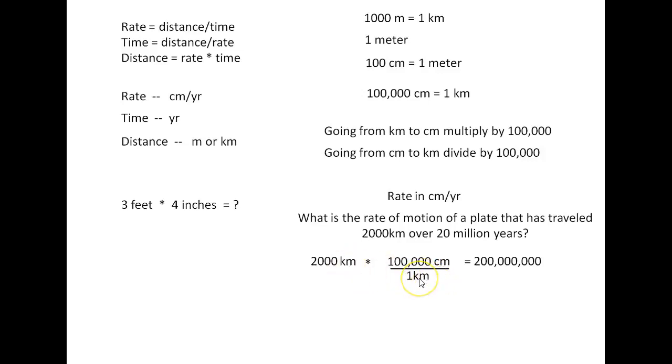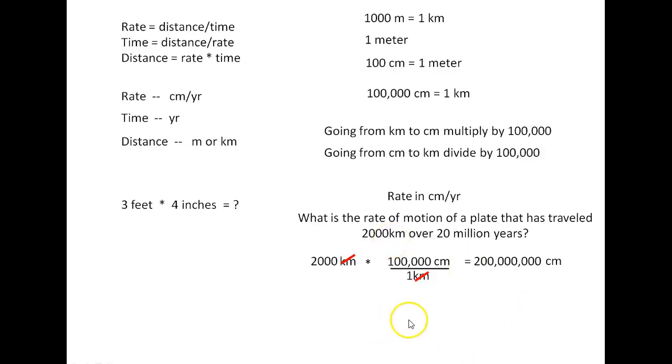If we remember our math, we treat our units just like we treat numbers. If I have kilometers up here and kilometers down here in a fraction, I can cancel those. And then I end up with centimeters. And so this is why I'm doing this multiplication, so my answer is in centimeters. 200 million centimeters is exactly the same distance as 2,000 kilometers, just in a different unit.